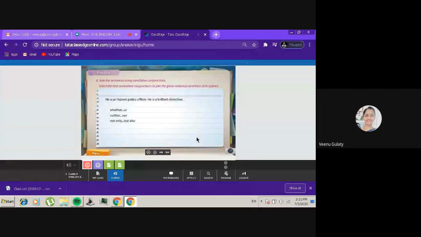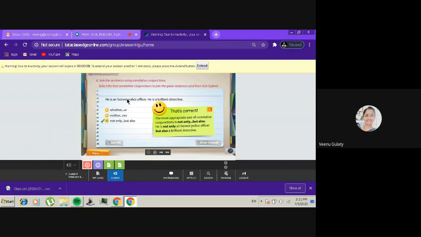Join the sentences using correlative conjunctions. Select the best correlative conjunctions to join the given sentences and then click Submit. Okay, here Damini is there. Not only, but also. Which one, Meta? First one? Not only, but also. Correct. The most appropriate pair of correlative conjunctions is not only, but also. He is not only an honest officer. See, he is not only an honest officer, but also a brilliant detective.